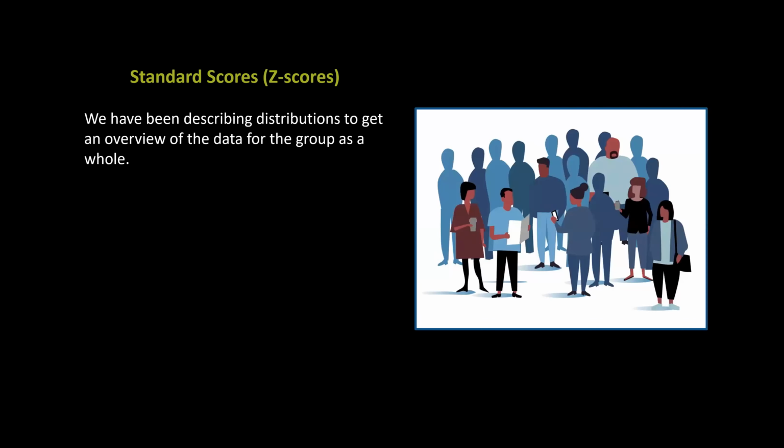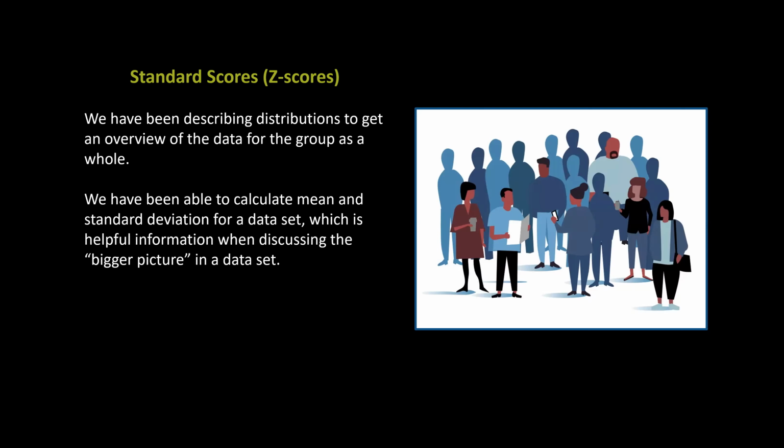So one of the things that we've been doing in learning about descriptive statistics is we've learned how to describe distributions to get an overview of the data for a group as a whole. So how a lot of data points can come together as a data set and how we can communicate about that data set. We've been able to calculate things like mean and standard deviation that allows us to communicate about a lot of people by only talking about one measure or one number. So we're getting that bigger picture.